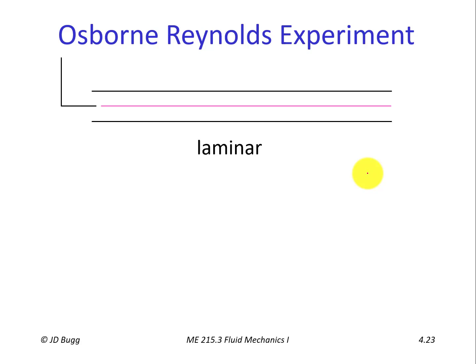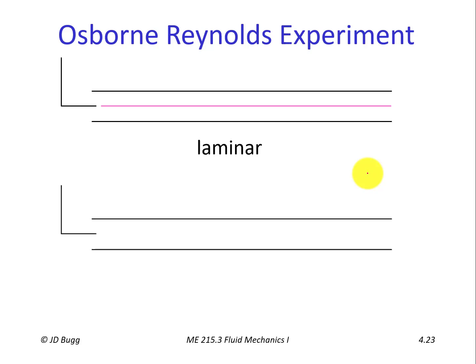Now, as he changed all of these parameters that I mentioned, what he found was sometimes he would observe a very, very different behavior. Same injection of dye, but very shortly after the dye was injected, it would be mixed very thoroughly through the entire cross-section of the pipe. And that is now named turbulent flow.